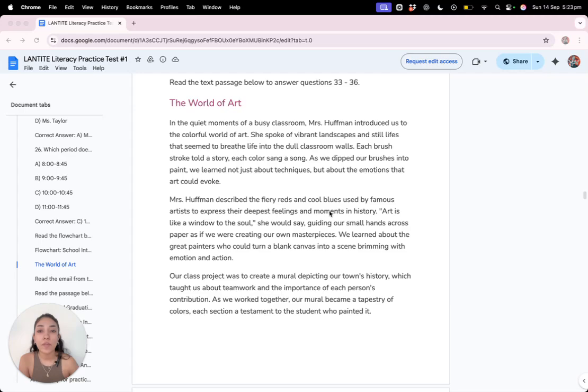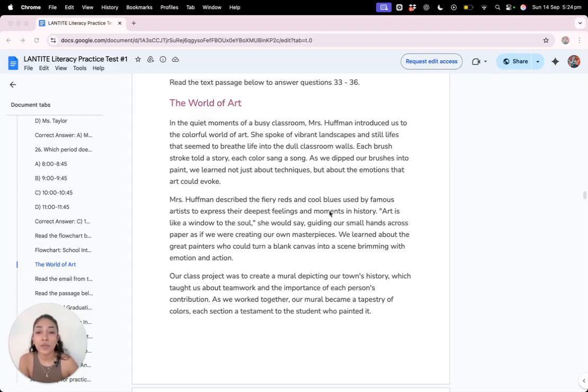In the quiet moments of a busy classroom, Mrs. Huffman introduced us to the colourful world of art. She spoke of vibrant landscapes and still lifes that seemed to breathe life into the dull classroom walls. Each brushstroke told a story, each colour sang a song. As we dipped our brushes into paint, we learned not just about techniques, but about the emotions that art could evoke. Mrs. Huffman described the fiery reds and cool blues used by famous artists to express their deepest feelings and moments in history. Art is like a window to the soul, she would say, guiding our small hands across paper as if we were creating our own masterpieces.